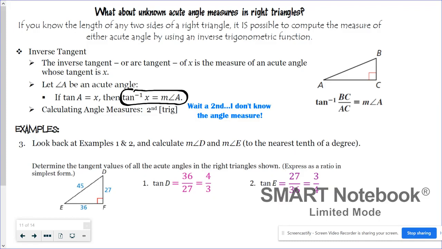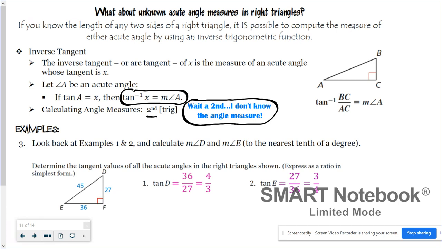Now to calculate these measures, there's a button on your calculator that says second. You follow that up with whatever trig function you're using, and then you type in your ratio. Students often ask me, I never know when I'm supposed to use the second button, to which I usually say, wait a second, I don't know the angle measure. I'll say that enough that it will stick, okay? That's when you use the second button. That's when you don't know the angle. Wait a second, I don't know the angle measure.